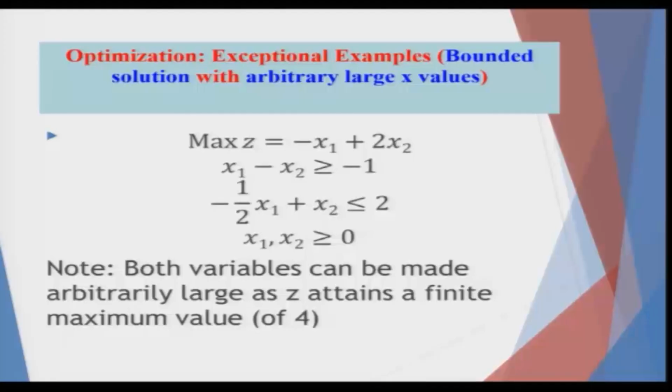So, here both variables can be made arbitrarily large while z attains a finite maximum value, where the value of z is 4. Let us see how it is. Have another look at the constraints. The constraints are x1 minus x2 is greater than minus 1, and minus 0.5 of x1 plus x2 is less than or equal to 2. Obviously, the other two are x1 greater than 0 and x2 greater than 0, and the maximization problem is minus x1 plus 2 x2.